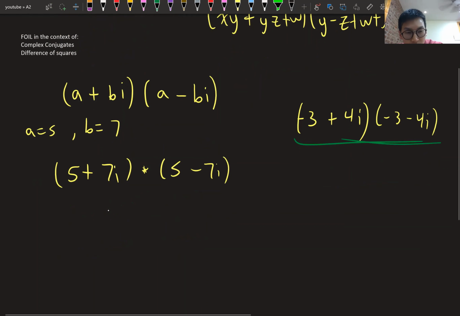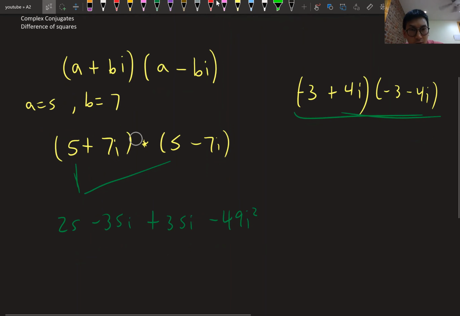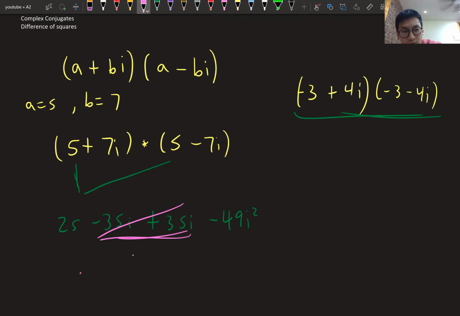So here, we're going to do the first terms. 5 times 5 is 25. 5 times -7i is -35i. Then 7i times 5 is 35i. And then 7i times -7i is -49i squared. You're going to notice that the inner terms cancel out, so what's left is 25 minus 49 i squared.